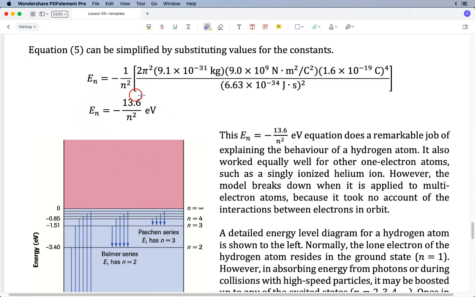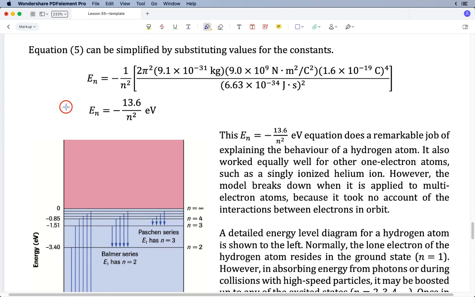Okay, and so this is our equation for the energy of our nth allowed orbit. Now, this equation does a remarkable job, it turns out, of explaining the behavior of a hydrogen atom. And it works equally well for other one-electron atoms. So if you had a helium atom, for example, and you removed an electron from it, so that there's only one electron around the helium nucleus, this equation would also work for that situation. So any atom where you just have one electron residing around the nucleus, this equation works great.